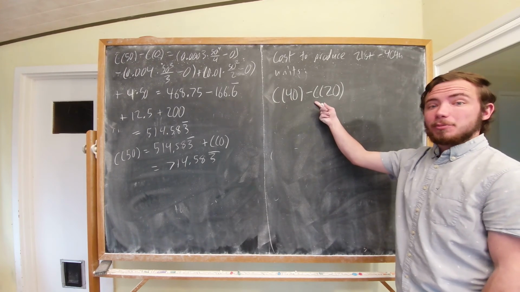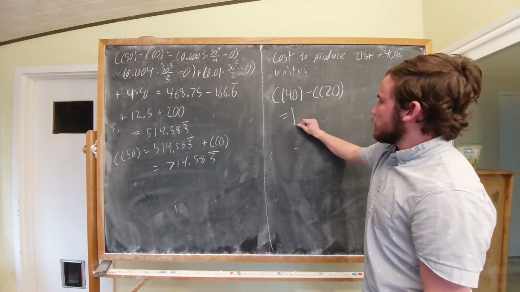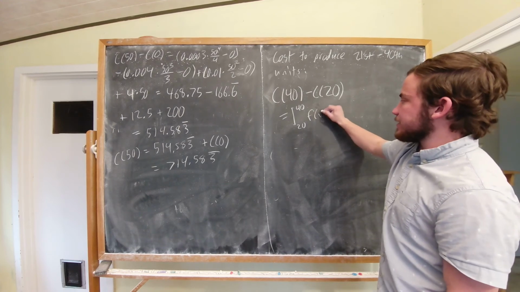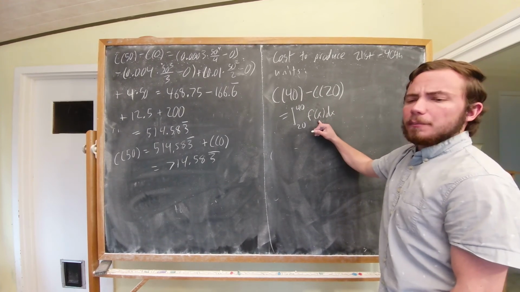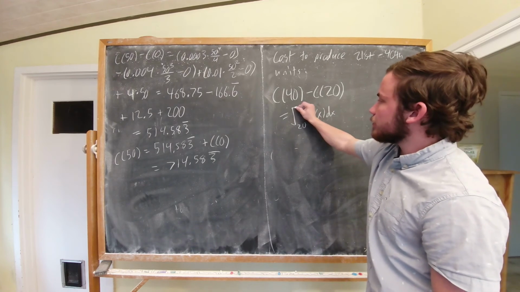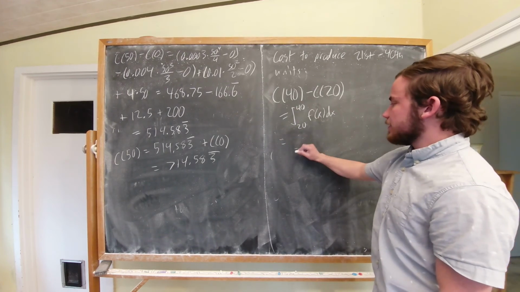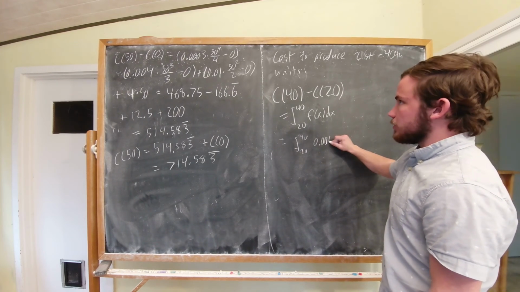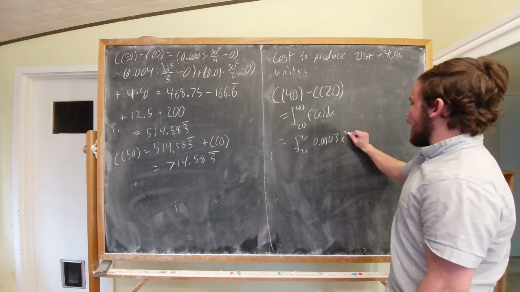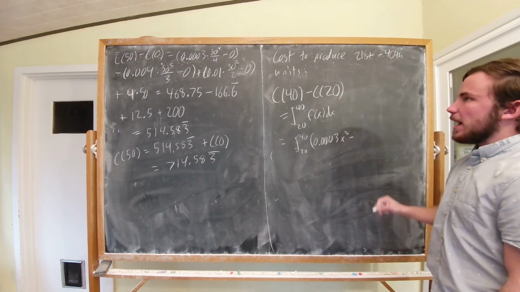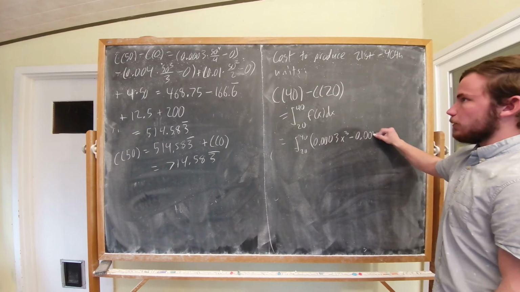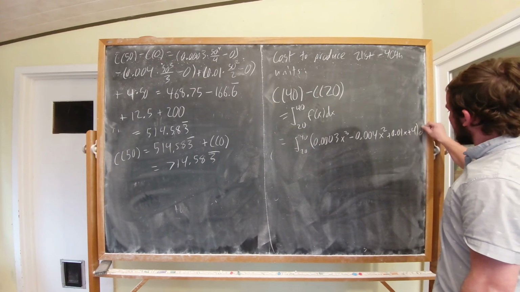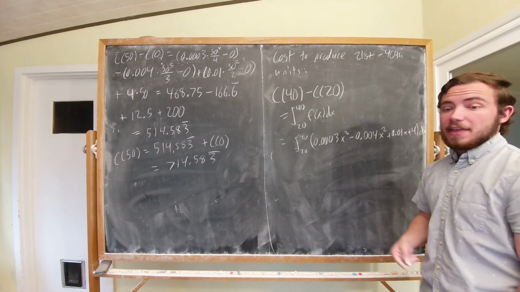But this is easily expressible by the fundamental theorem of calculus as the integral from 20 to 40 of our original f of x dx, where this is our marginal cost function. Or in other words, this is the integral from 20 to 40 of, I think it was, 0.0003 x cubed minus 0.004 x squared plus 0.01 x plus 4. And that we can just straight up compute.